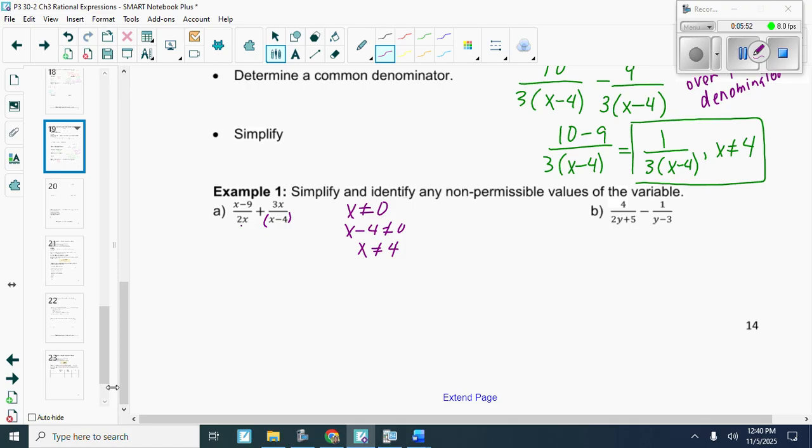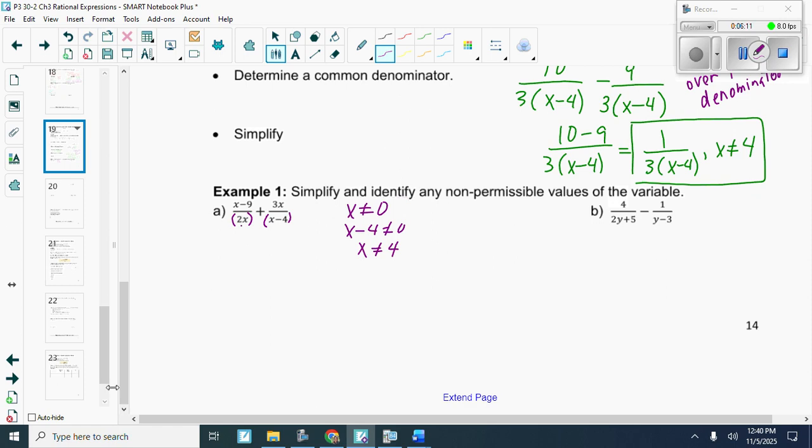Okay, guys, what is going to be our common denominator for this one? Okay, we've got a 2x over here, and we have an x minus 4. Do they share anything in common? No.